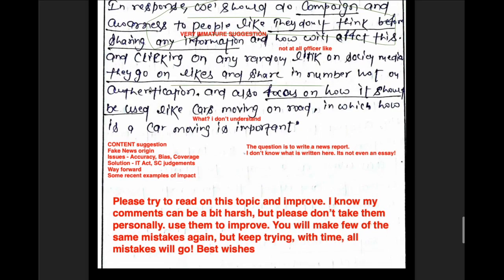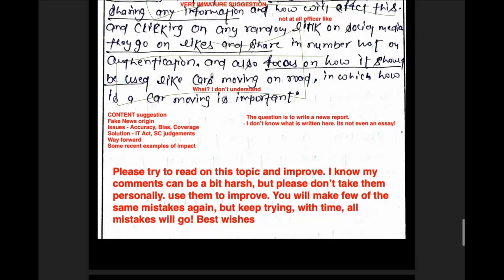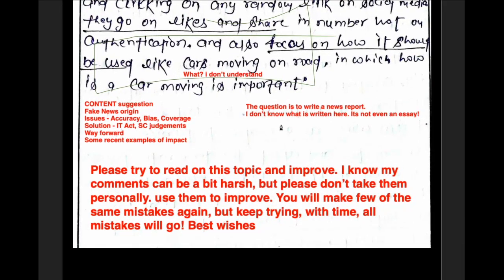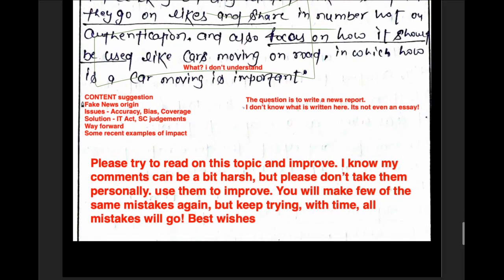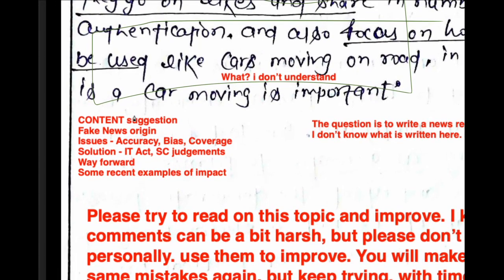Lastly, he is writing something which I don't understand, so I'm not going to delve into that. And he has also missed content, he has missed way forward. Now you see, this is a report on fake news. So he can start with fake news origin, he can write the issues: accuracy, bias, coverage. These are three issues with fake news.